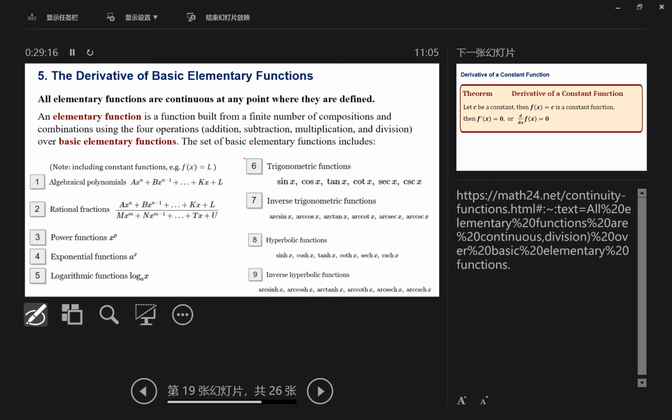And based on the basic elementary functions, using addition, subtraction, multiplication, and division, you can also have more elementary functions. Then in our following lessons, we'll talk about the shortcut to get the derivative of the elementary functions. So today we'll focus on the constant function and the power function. So next, let's have a look at the derivatives of these 2 types of functions.